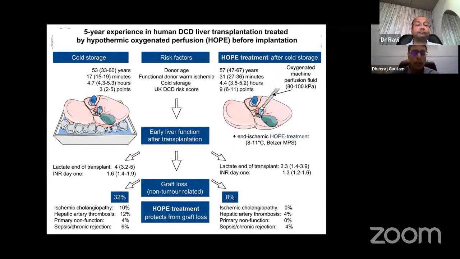If you can see in the cold storage, the ischemic cholangiopathy was 10%, hepatic artery thrombosis was 12%, primary non-function 4%, and sepsis or chronic rejection 6%. But if you use HOPE, then ischemic cholangiopathy decreased from 10% to 0%, hepatic artery thrombosis 12% to 4%, primary non-function 4% to 0%, and sepsis or chronic rejection from 6% to 4%.